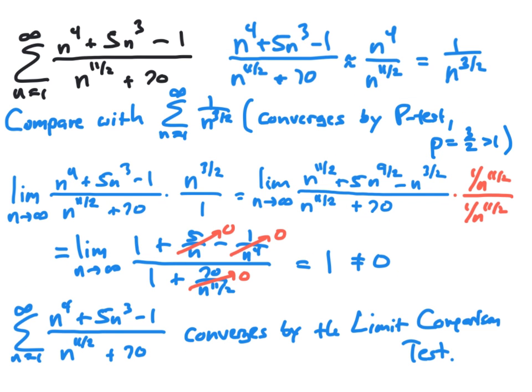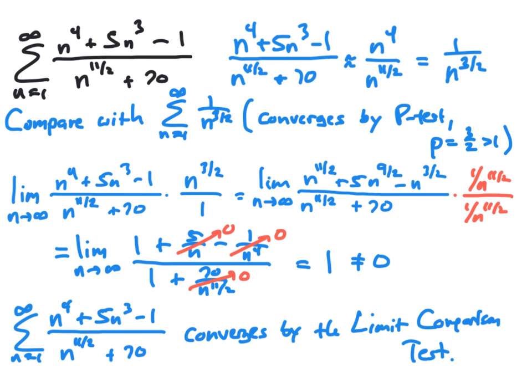For our second example, we find a comparable series by focusing on the leading term of both the numerator and denominator of our given series. So our term is approximately equal to n to the 4th over n to the 11/2 when n is large. And simplifying using properties of exponents, we see that this is equal to 1 over n to the 3/2 power. We're going to then compare our series with the series n equal 1 to infinity of 1 over n to the 3/2. And we know that this is a p-series which converges by the p-test, since p here is equal to 3/2 and 3/2 is greater than 1.